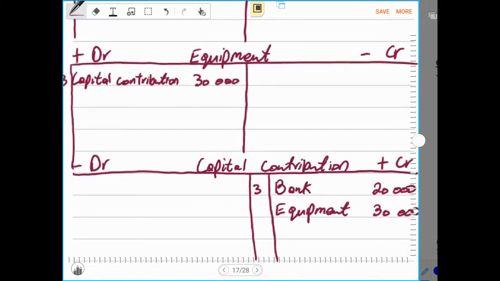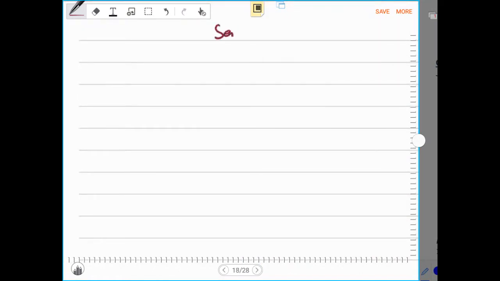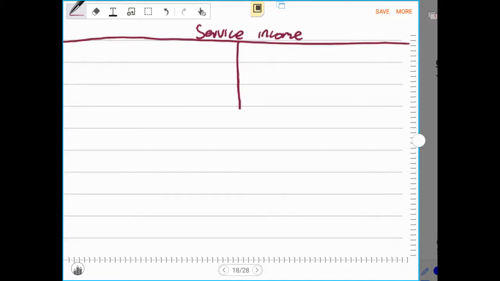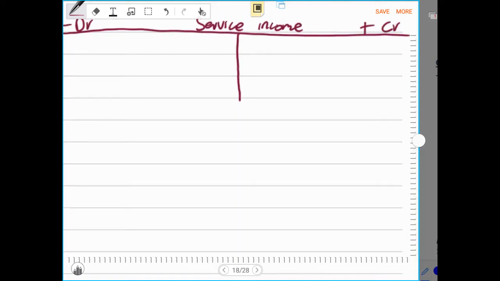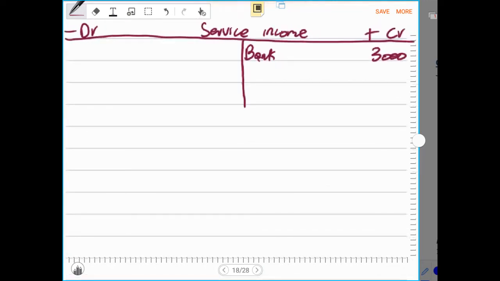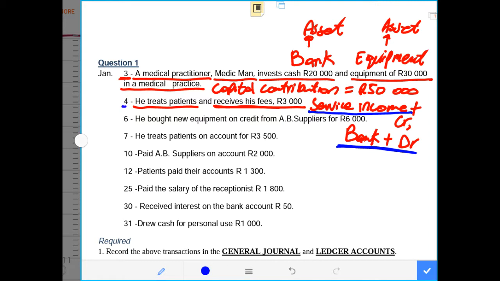Then we have to open a ledger account for service income. We know that incomes decrease on the debit side, and they increase on the credit side. In this case, our income is increasing by 3,000 rands, and that income increased because we received money. We treated the patient, and money was received after the patient was treated. So now we record that 3,000 on the credit side of the service income. And the date, also being important, was the 4th of January.